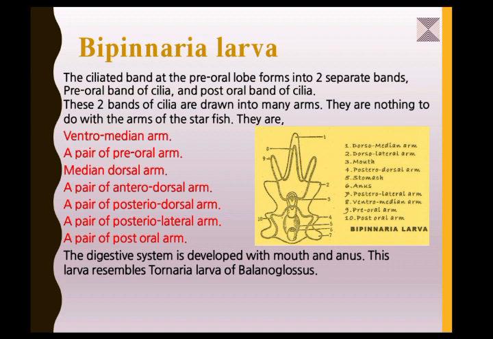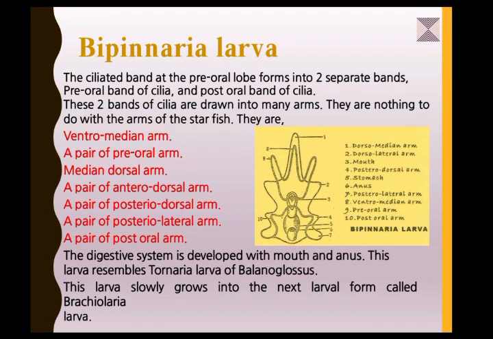So what is the significance of the study of the larval forms? If you take two larvae that are very similar but belong to different animals, that means there is some correlation, some degree of association between those two adult animals, if they have morphologically similar kinds of larvae. So that means there is some kind of association between the echinoderms and Balanoglossus.